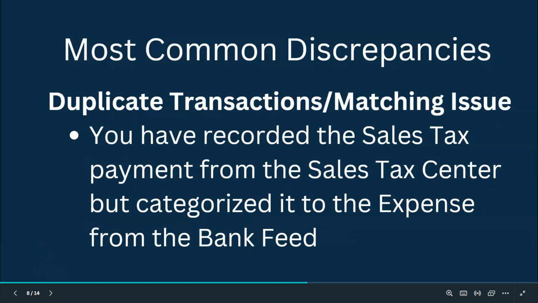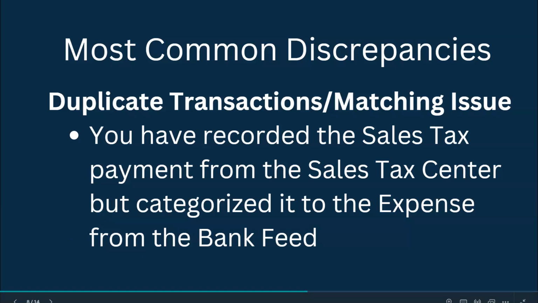And the duplicate transactions matching issue. In this case, if you are charging sales tax on invoices, you need to use the sales tax center to record the transaction. And in the bank feed, somehow it's not showing the match because it's possible you paid sales tax a different amount. Sometimes you get some discount, sometimes you just pay penalty, and you just categorize to some expense account, so it doesn't match. Okay, so this one you need to make sure whenever you're paying sales tax or some other transaction of this type, make sure you match it.